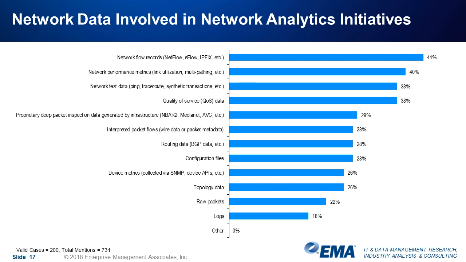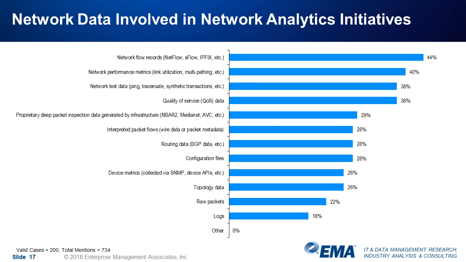Here's the data that people are using or applying analytics to. You see NetFlow or network flow records like NetFlow, sFlow, IPFIX is the most popular. There's really a top 4 here that are pretty popular. Network performance metrics like link utilization and multipathing and things like that. And then network test data, so that's maybe like trace routes, or more likely maybe synthetic transactions. We see a lot of active testing solutions out there now where enterprises are trying to get good visibility into the cloud and into end user activity at distributed sites through probes that transmit and test traffic out into the network. And then quality of service data, those are the top 4.